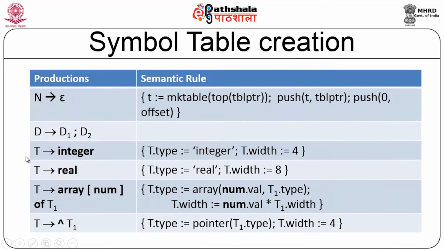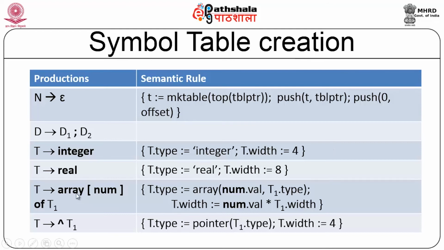The next ones are very simple. We have already discussed this: D1 semicolon D2, nothing happens because it is only a semicolon termination. I do not have to create new symbol tables. There is no connection between this declaration and the next declaration, so I have to append to the same symbol table only. Now, T produces integer, we have already seen this. Type is integer and width is 4, type is real and width is 8.